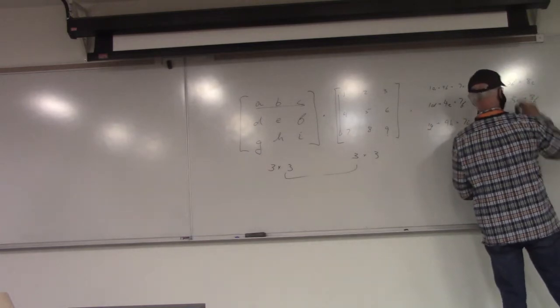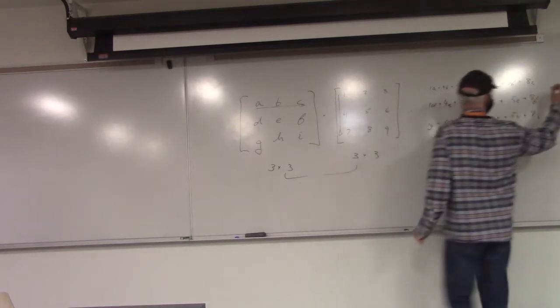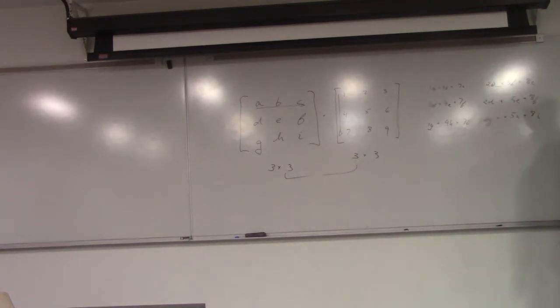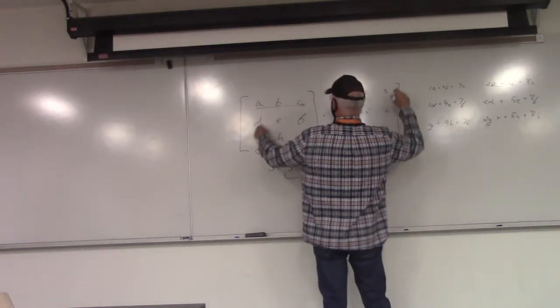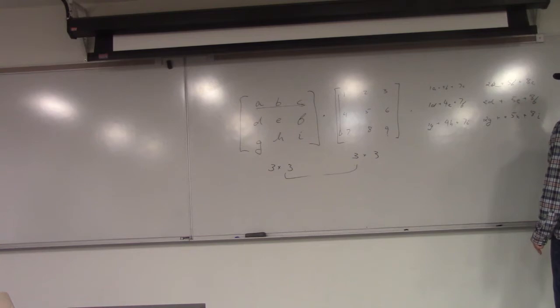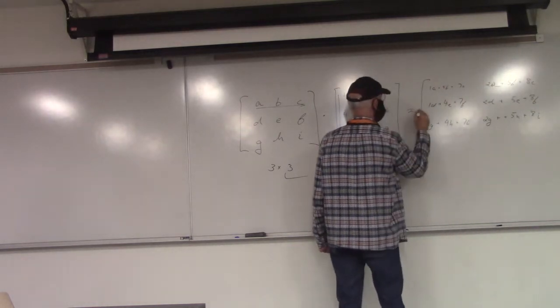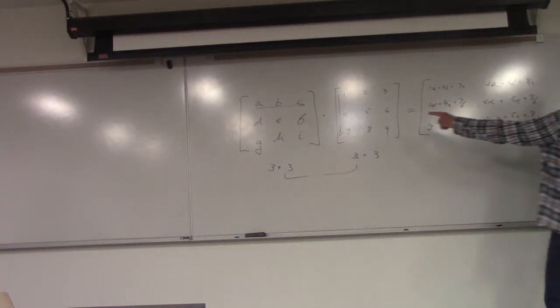Then, for the last one, I want 3A plus 6b plus 9c. Then I want, I'm doing that, so now 3b plus 6e plus 9f. And the last one is 3G plus 6H plus 9I. So there's my new matrix. Okay? So this is that matrix squared.